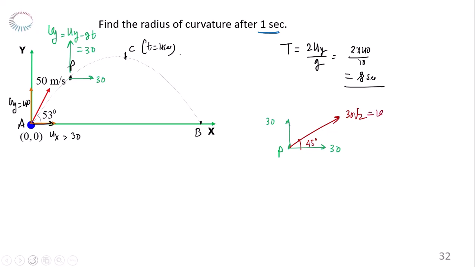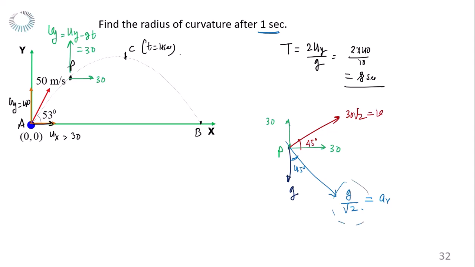Now, at that point, acceleration is still vertically downward with g. But this g is not perpendicular to V. So for that, you have to take the component of acceleration which is perpendicular to V. That means you have to take this component. What is this angle? This angle is again 45 degree. So this component is g cos 45, which means g by root 2. That is nothing but our AR. Why? Because now this is perpendicular to V.